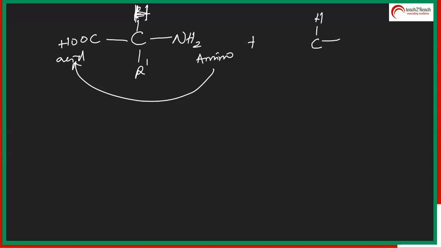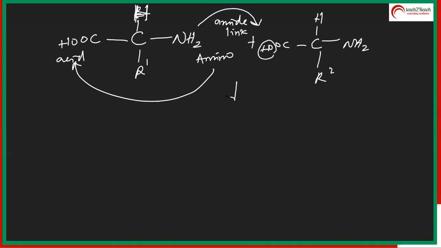Another amino acid. I'm going to have H2N, then C, COOH, then R. You can see this OH will combine with one H from here, and I'm going to have an amide link here. So if I have many amino acids combined together, it's going to result in a polymer called protein. If I break down my protein back, I'm going to form each of these amino acids.